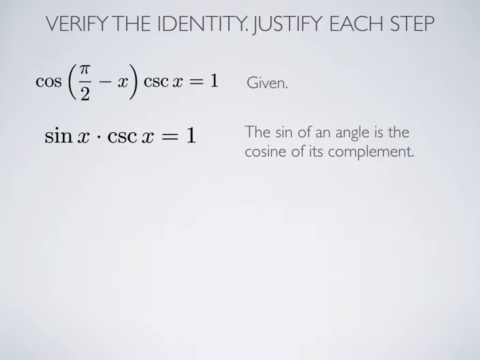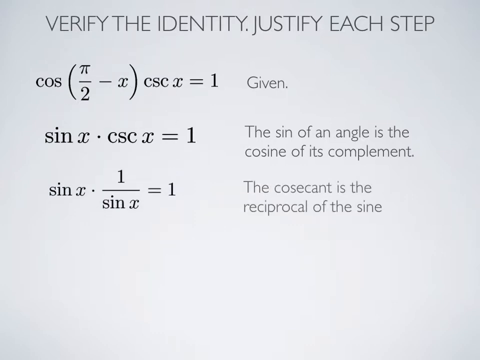Now that we've rewritten this, we can take a look at cosecant and write it as 1 over the sine. That's just by definition, the cosecant is the reciprocal of the sine. Now, because of the multiplicative inverse property, we get 1 equals 1. This is a true statement, so we have verified the given identity.